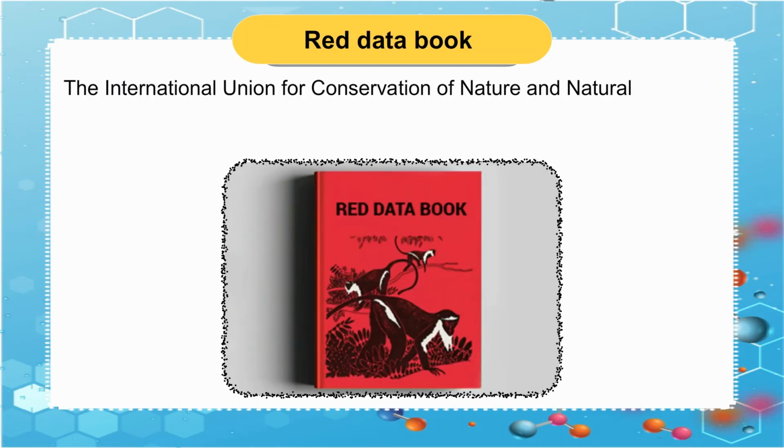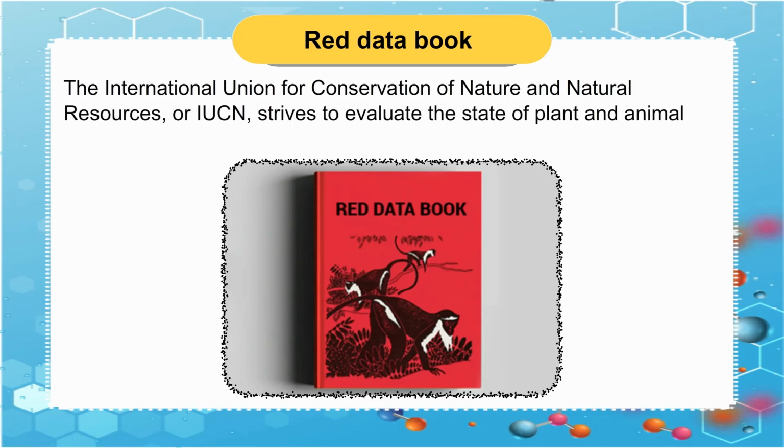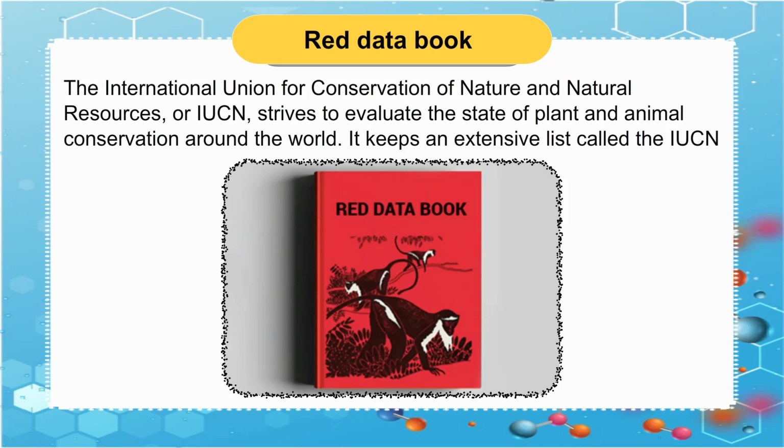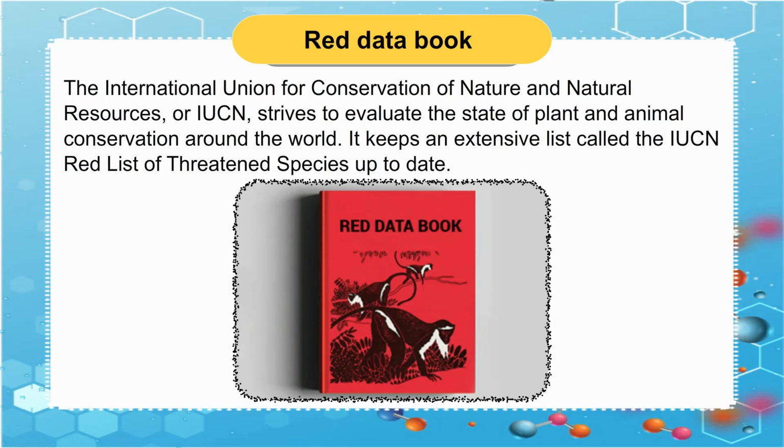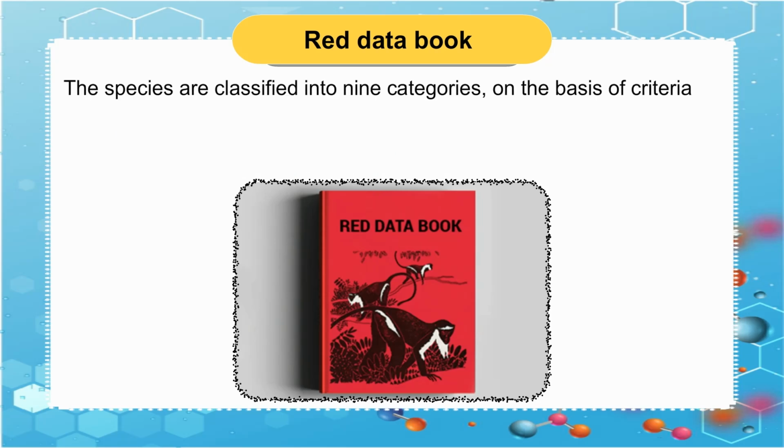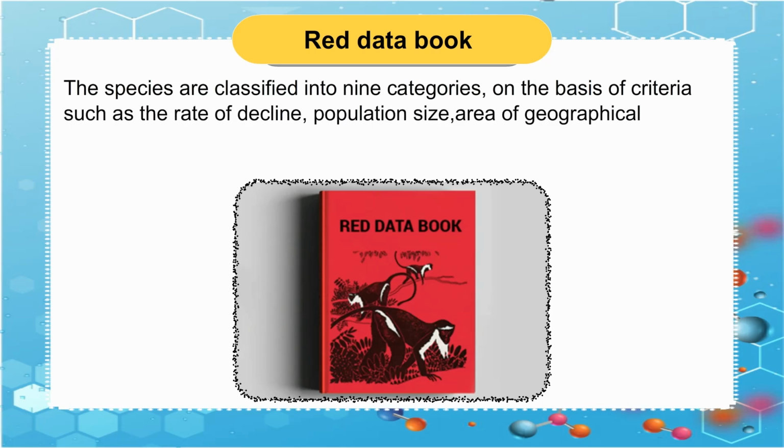Red Data Book: the International Union for Conservation of Nature and Natural Resources, or IUCN, strives to evaluate the state of plant and animal conservation around the world. It keeps an extensive list called the IUCN Red List of Threatened Species. To date, the species are classified into 9 categories on the basis of criteria such as the rate of decline, population size, area of geographical distribution, etc.